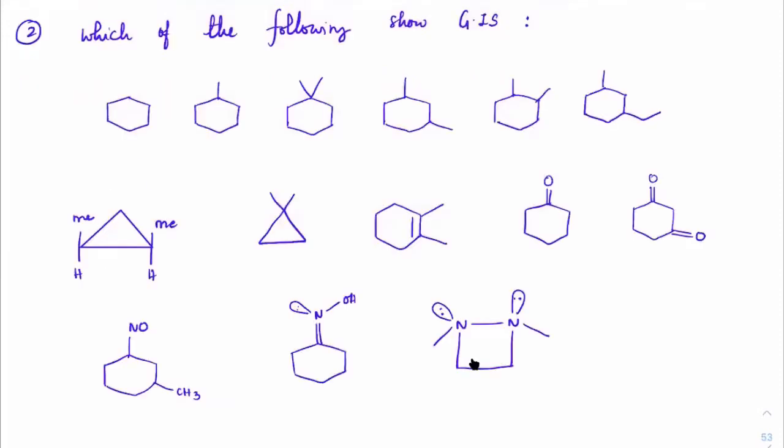This time, I'll give you cyclic forms. You have to tell me which of them will show geometrical isomerism or not, okay? Which of the following show GI, geometrical isomerism forms? Correct. Starting with this. No. Second. No. Third. No. Fourth. Yes. Now these two methyls can be same sided or opposite sided. Understood?